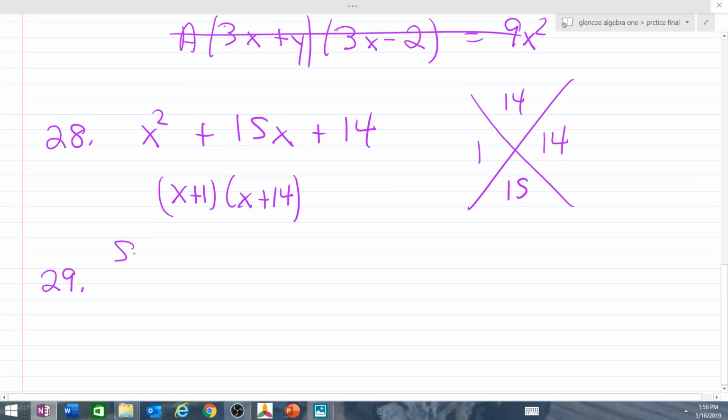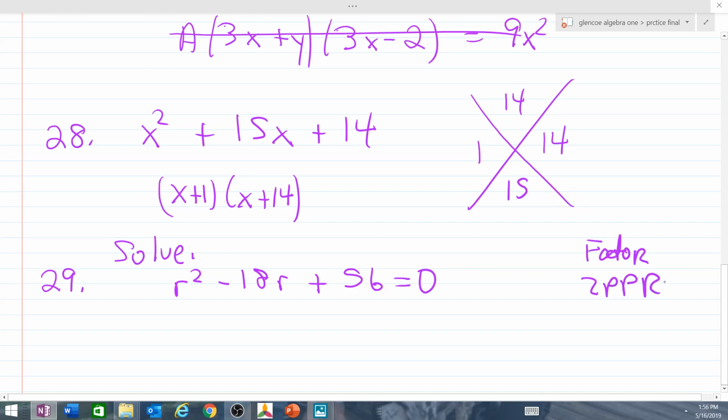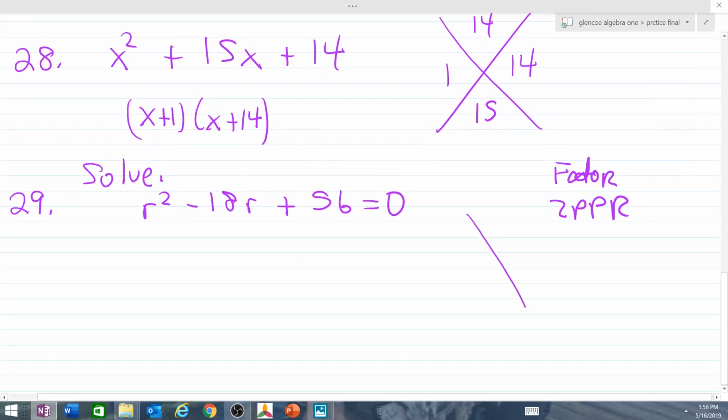Okay, this is a great problem, and I spent some time on this in some of my other classes today. I'm glad we have some extra time and that technology is on our side. They want us to solve. So this is going to be a two-step process. You must factor first, and then you must zipper. So we have a trinomial, so we're going to X factor it.